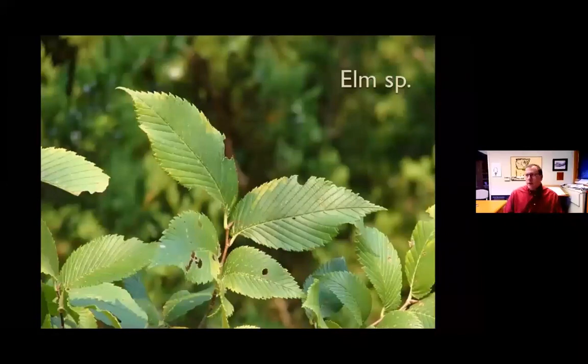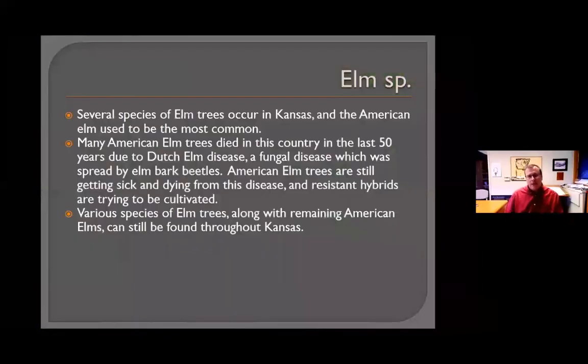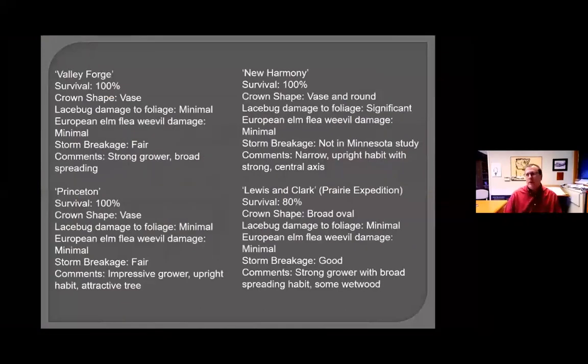Different kinds of elms. Elms get a bad rap because of the Siberian elms, which are prolific, that seed everywhere, and we've lost some of the majesty because the American elm was decimated by Dutch elm disease many years ago. But there are species that are being selected that are resistant to Dutch elm disease and have shown resistance. And these are forms that could be utilized within the landscape. Valley Forge, New Harmony, Princeton, Lewis and Clark.